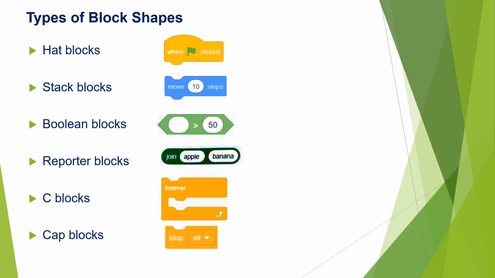Cap blocks are used to end the script. These blocks have a notch at the top and a flat bottom. You cannot place any block below them.